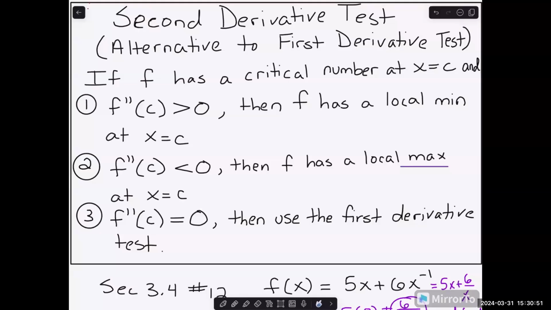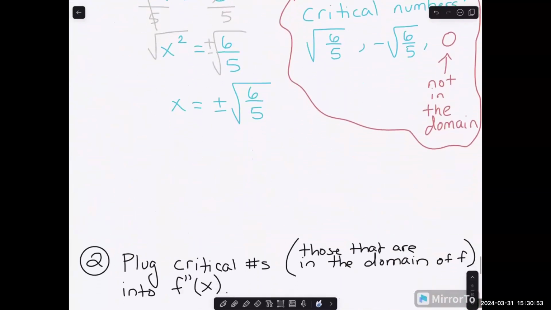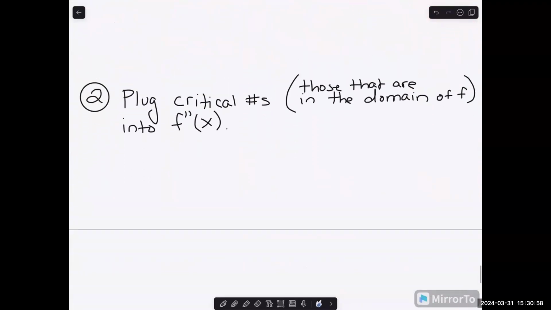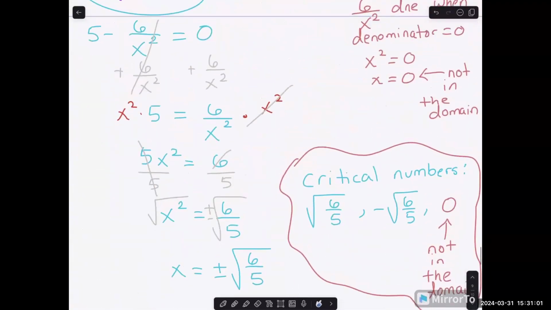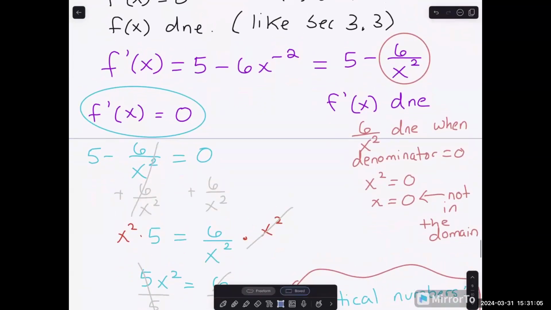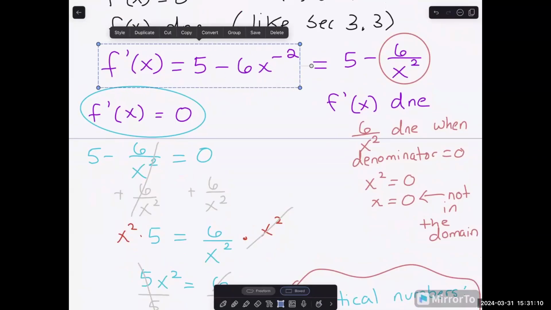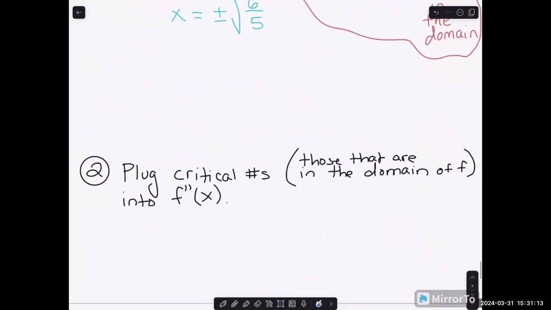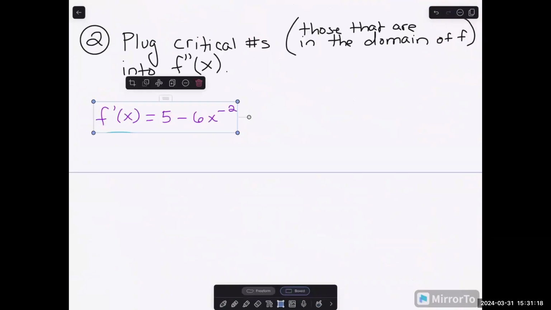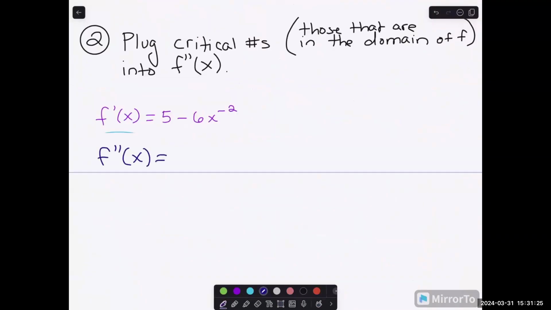So we're going to go ahead and do the second step for this technique, which is using the second derivative test. We're going to plug our critical numbers into f double prime of x, which means we have to find f double prime of x. So here's our f prime of x. I'm going to go ahead and bring this down. So we can find f double prime of x now. F double prime of x is the derivative of this thing.